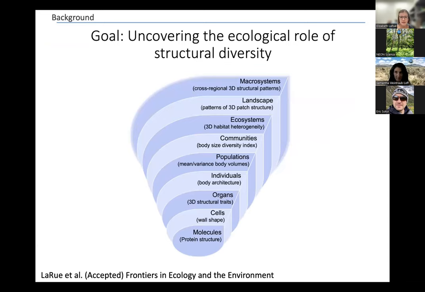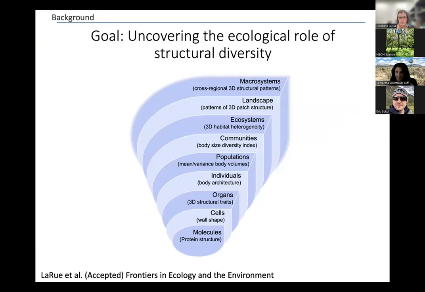So our goal for today is to talk about understanding what the ecological role of structural diversity is, specifically focusing on ecosystem function. I want to point out that we can quantify structural diversity from across many different spatial scales and levels of biological organization, from molecules, for example, proteins have structure, all the way up to populations, communities, and then to landscapes and macrosystems.